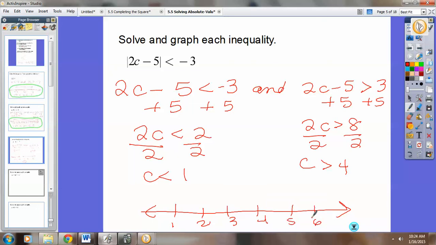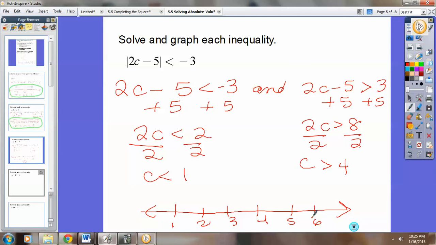I want you to graph numbers that are less than 1 and greater than 4. You can't write that one. What is less than 1 and greater than 4? There isn't. If something's smaller than 1, it's not going to be greater than 4, is it?